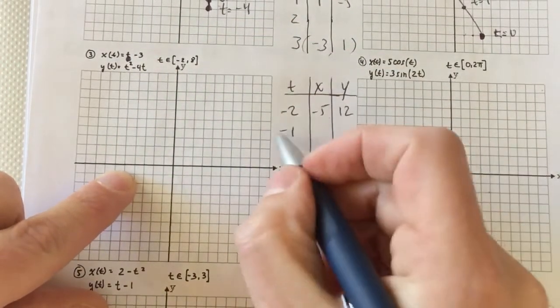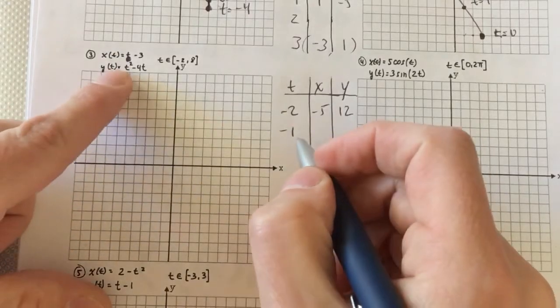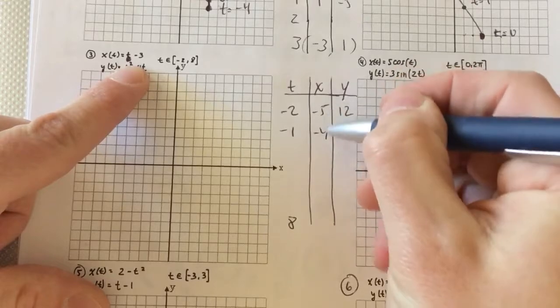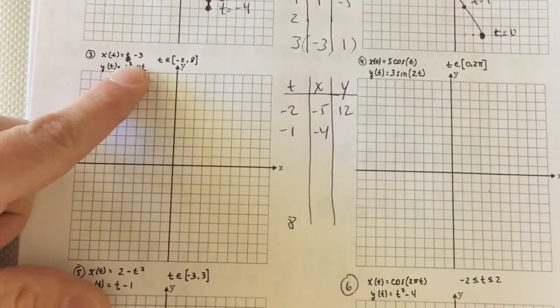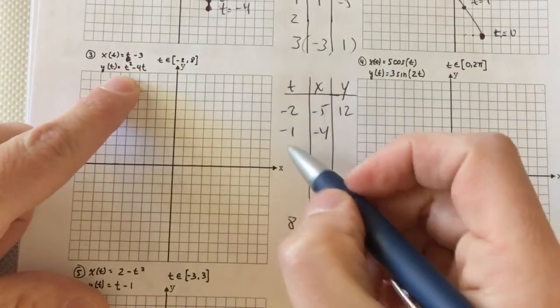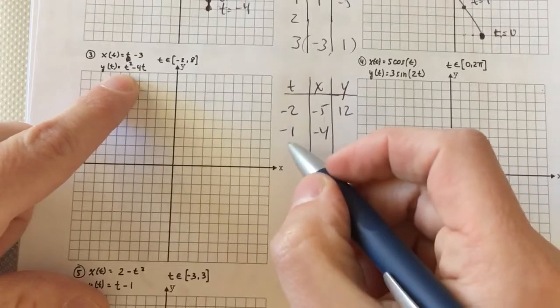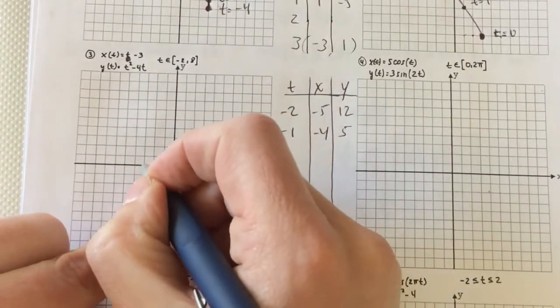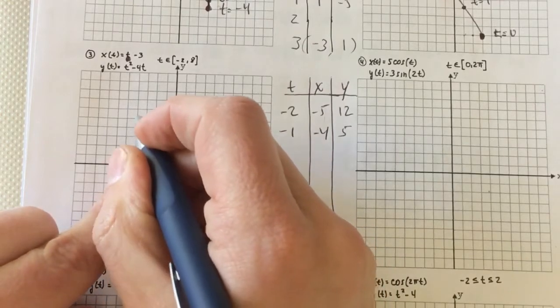If t is -1, that's going to be -1 minus 3, which is -4. Okay, the x is moving normally, linear, just adding 1. We can see the slope. -1 squared is 1, plus 4 gets us 5. So -4, 5.